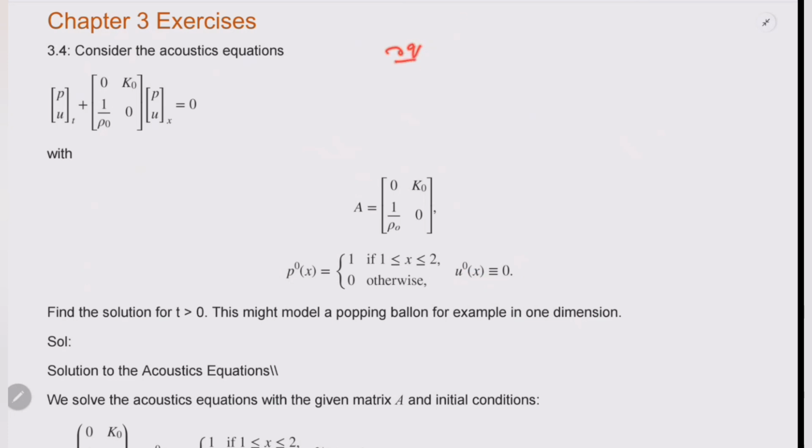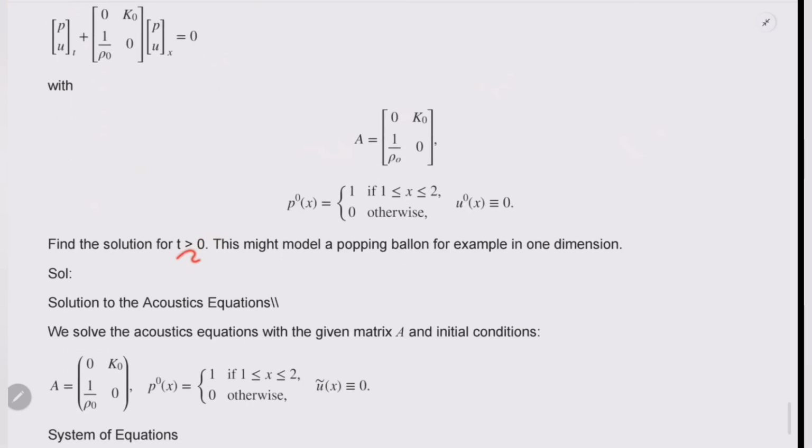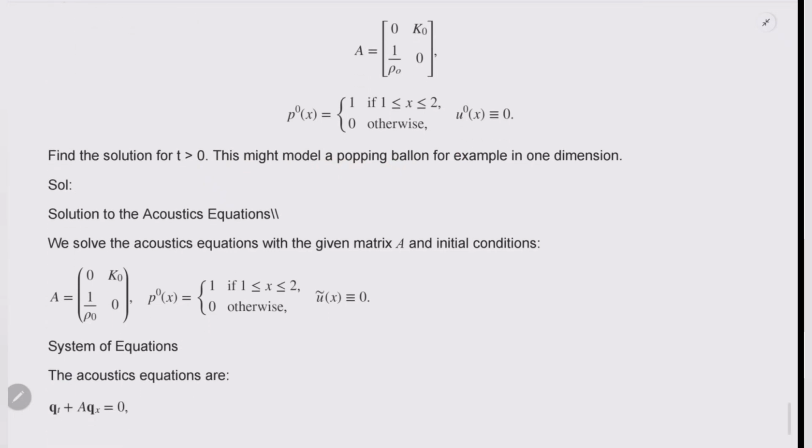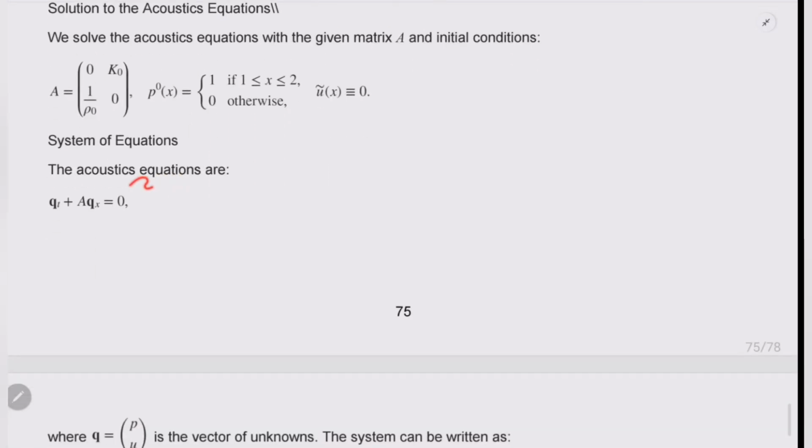some equation written like this: A partial Q by partial X is equal to 0. And sometimes we want to write the system of equations in the matrix form. Our aim is to find the solution for t greater than 0. So first of all, we write the system of equations like this: partial q by partial t plus A partial q by partial x is equal to 0.